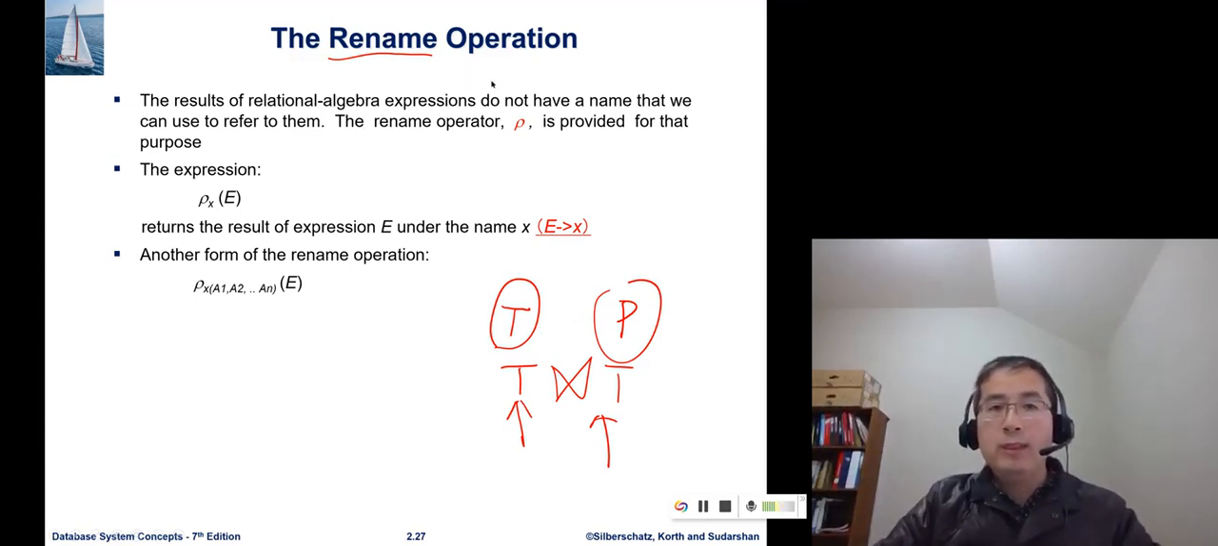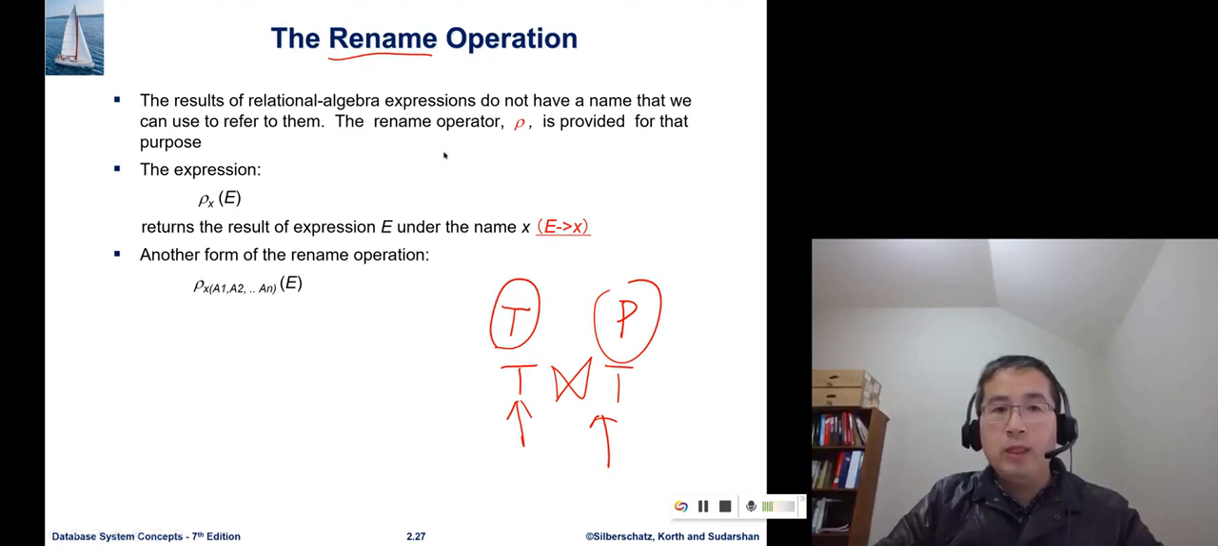So the rename operator will use the rho. Relational algebra expressions do not have a name that we can use to refer to them. So we can use rho for that purpose, to complement this. Relational algebra does not have a name that we can use to refer to the result, so we can just refer to the result based on the rename.